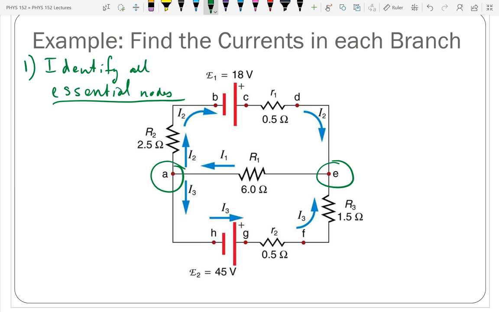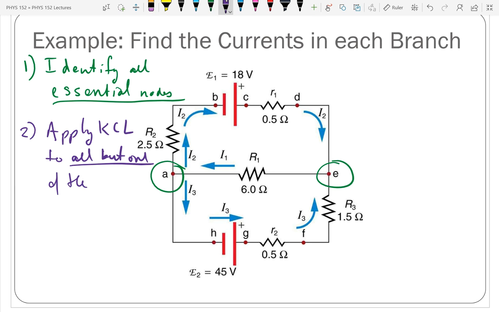We're only going to apply Kirchhoff's current law to one less. So all but one of the essential nodes. Of course, that brings up a really good question. Why would you use all but one of them? Why not use all of them?